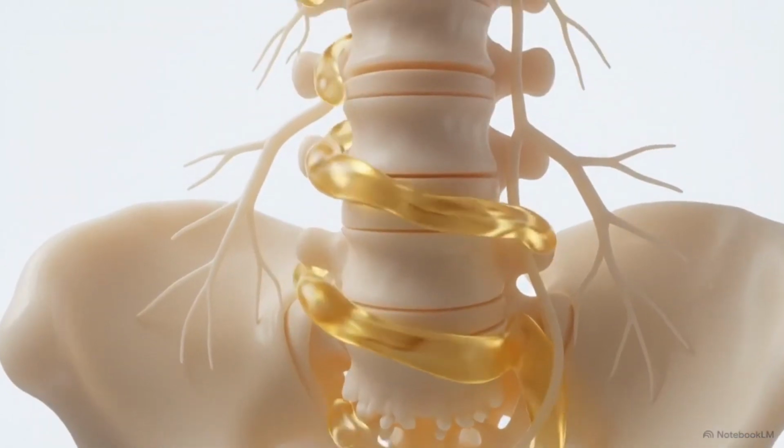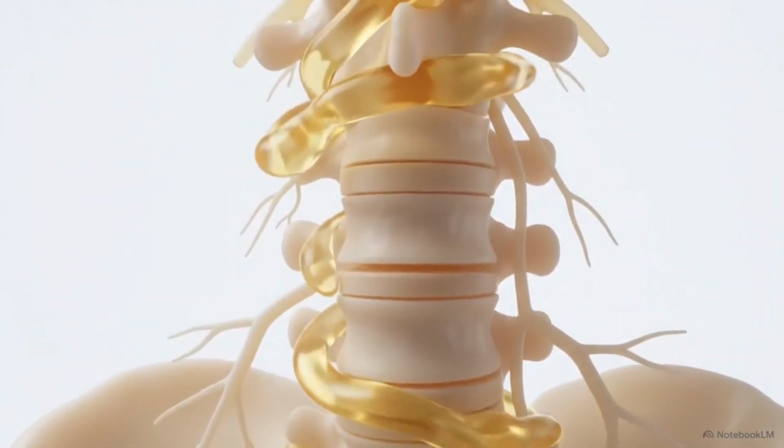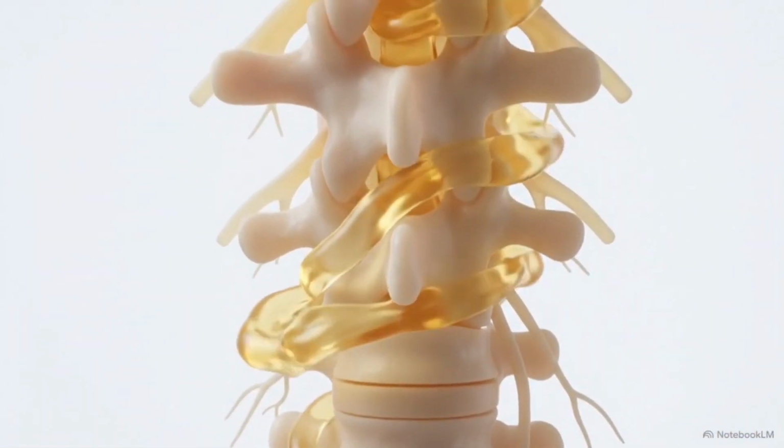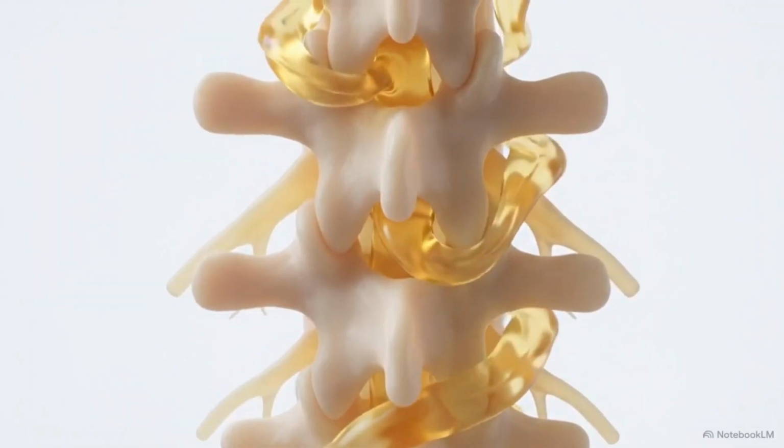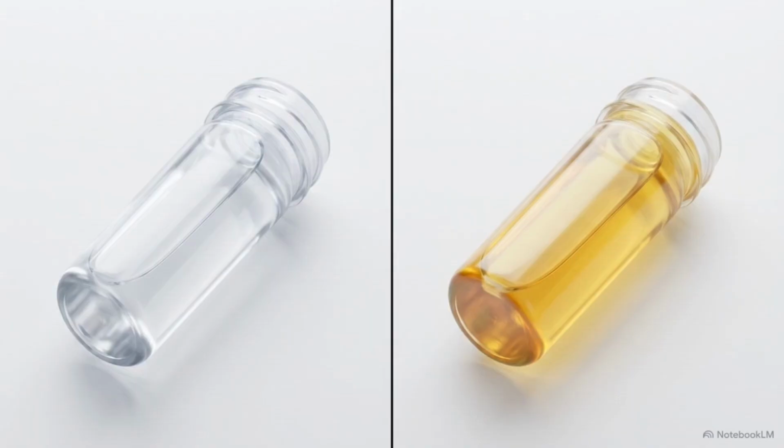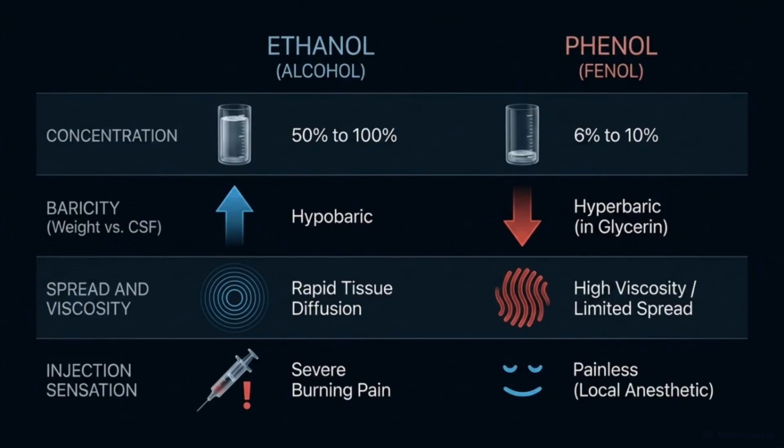In these terminal stages, pain management is an exercise in applied fluid dynamics and spatial physics within the architecture of the spinal canal. While phenol and ethanol both achieve nerve destruction, their distinct chemical behaviors dictate completely different injection protocols. Dehydrated ethanol is hypobaric and typically 50 to 100% concentrated. Its low viscosity diffuses rapidly, causing severe burning pain requiring pre-injection anesthetic. Conversely, phenol is 6 to 10% concentrated. Mixed with glycerin, it becomes hyperbaric and acts as a painless local anesthetic.